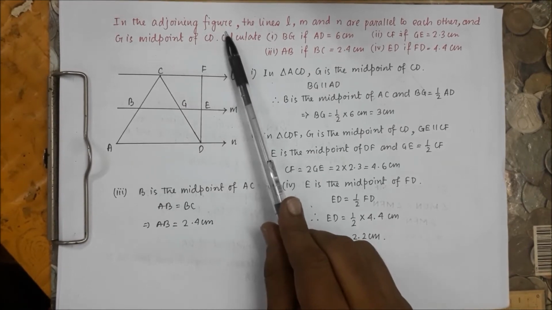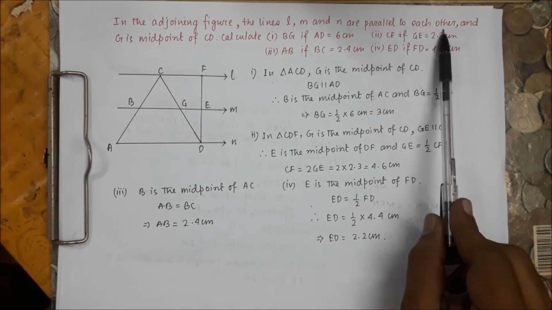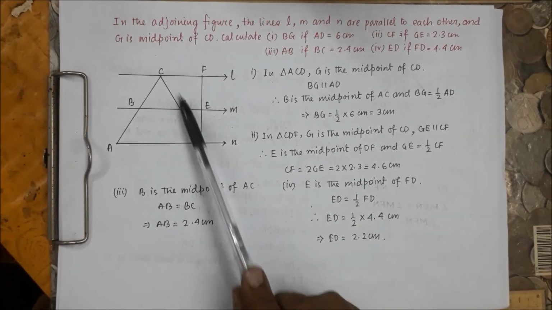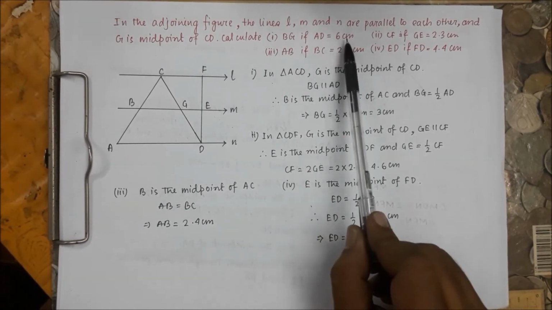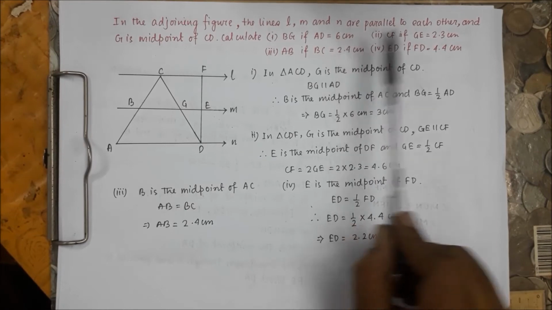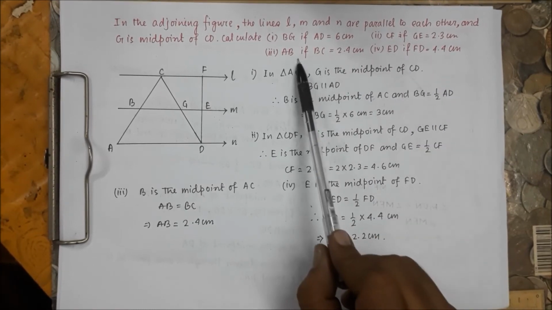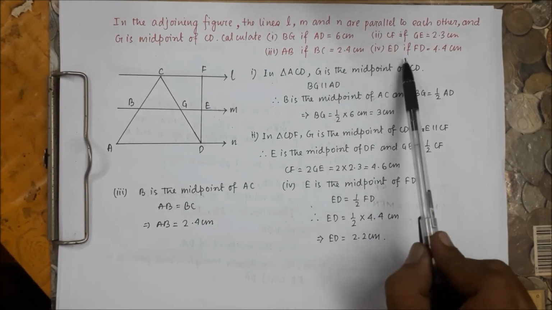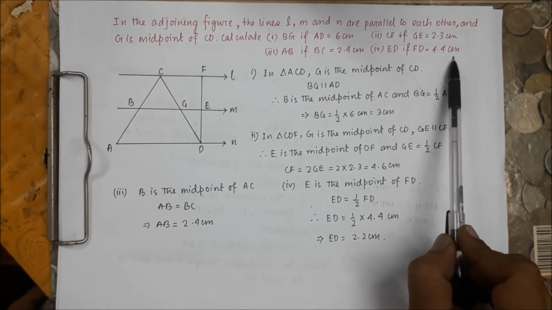In the adjoining figure, the lines L, M and N are parallel to each other and G is the midpoint of CD. We need to calculate BG if AD is equal to 6 cm, CF if GE is equal to 2.3 cm, AB if BC is equal to 2.4 cm and ED if FD is equal to 4.4 cm.